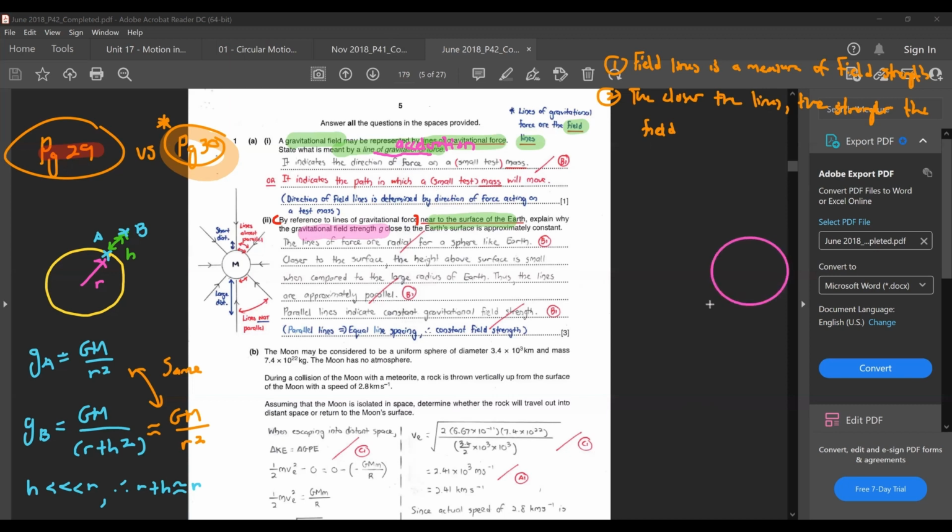So let's just say, for example, I have the surface, this is the planet that I'm talking about. And then the gravitational field lines around it would be something like this. This is an exaggerated diagram.